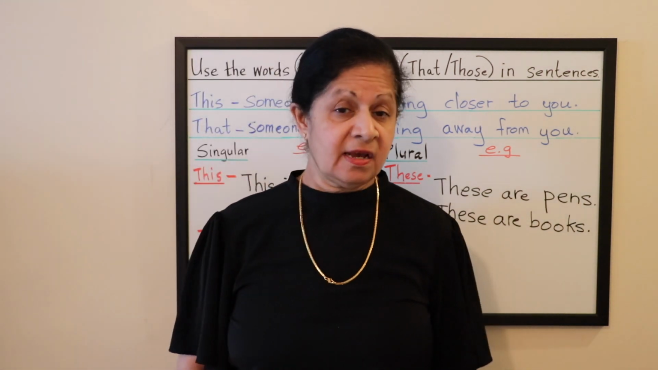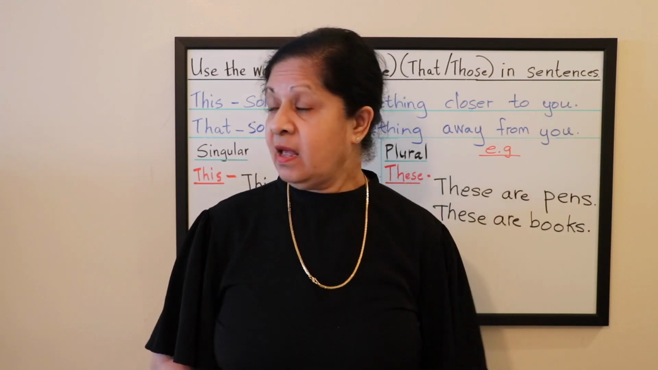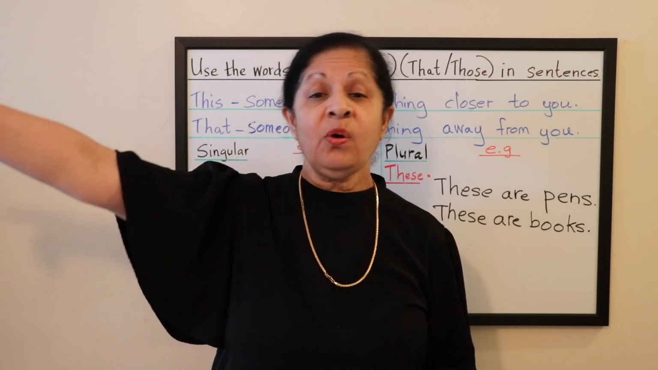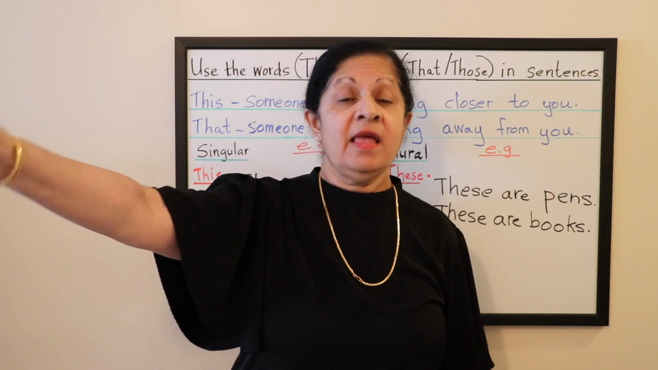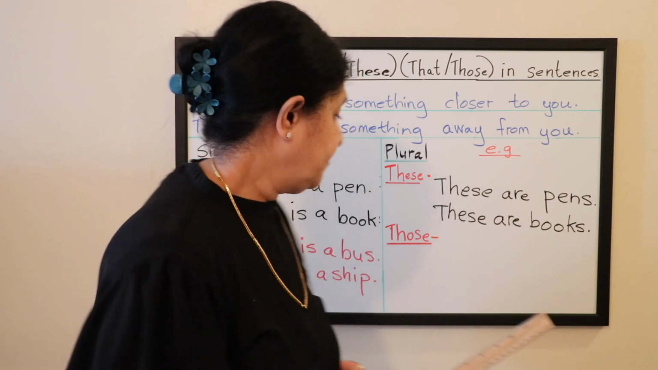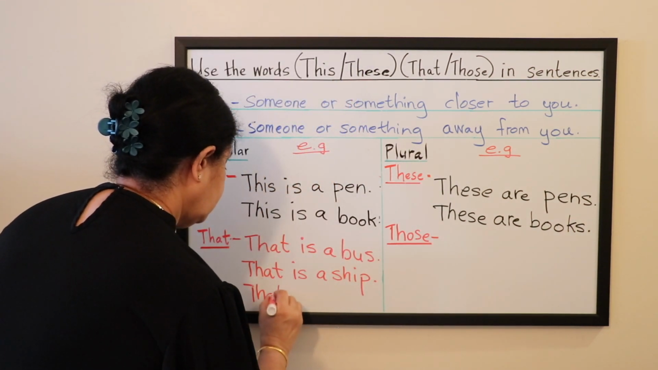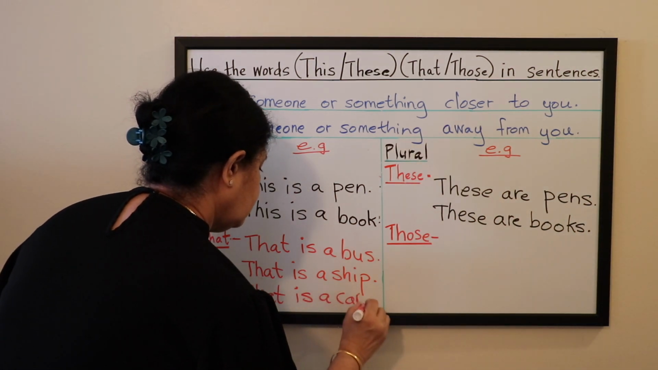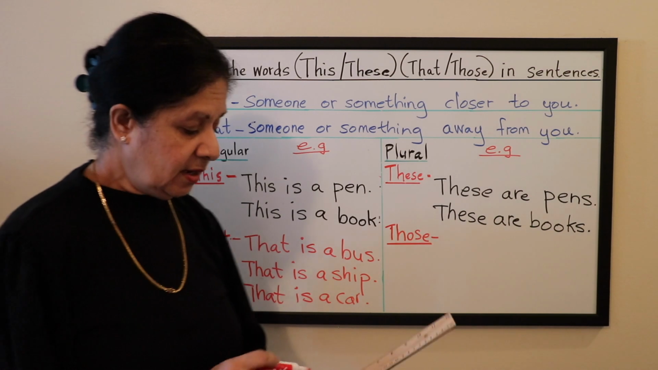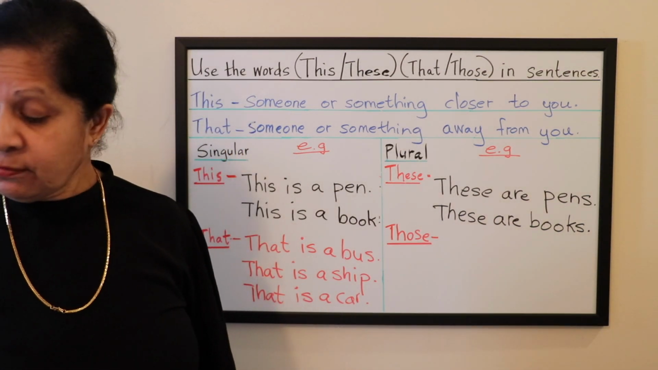The same way, if we take a car, this is a car. Can I say this is a car? No, the car is not with me. I can't see the car. But I see the cars on the road far away. So I can say that is a car. You understood? Yes.